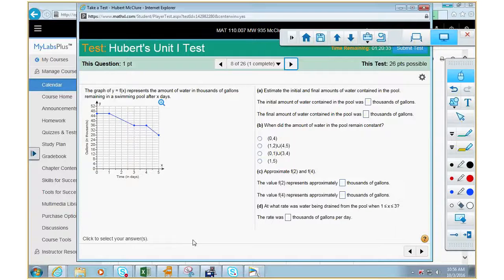All right, this one you have to read the graph. What's it doing here? Constant. What's here? Decreasing. Constant and decreasing. And you need to be able to read the graph. That's not hard at all.